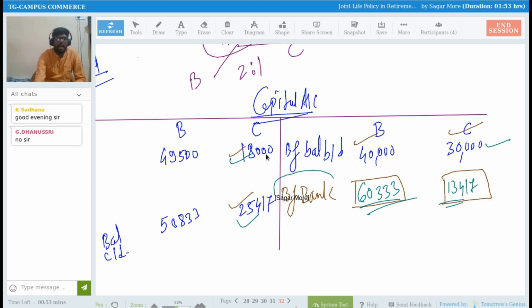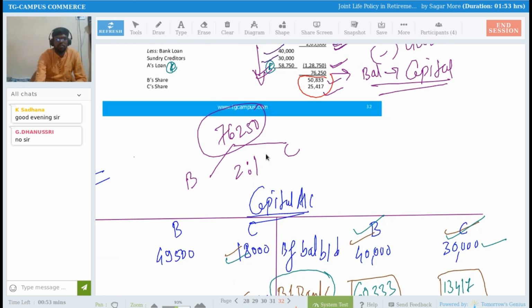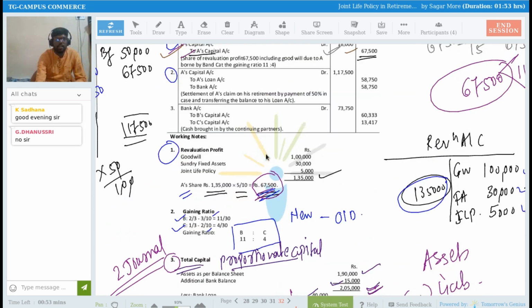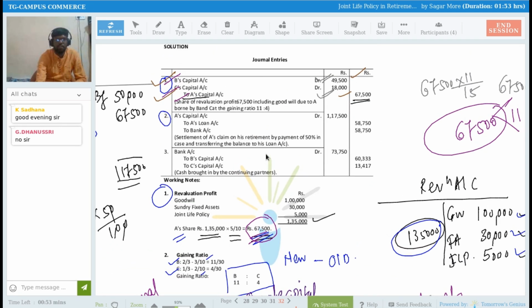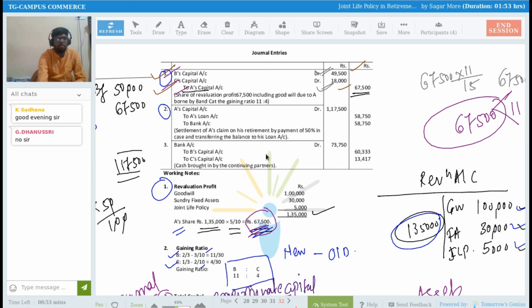So what will be the entry for these? The entry will be bank account debit to B's capital and C's capital. Bank account gets debited and capital account gets credited. That is your final entry and final answer. So B's answer is 60,333. C's answer is 13,417. So the total is 73,750. Understood? That is the end of this question.